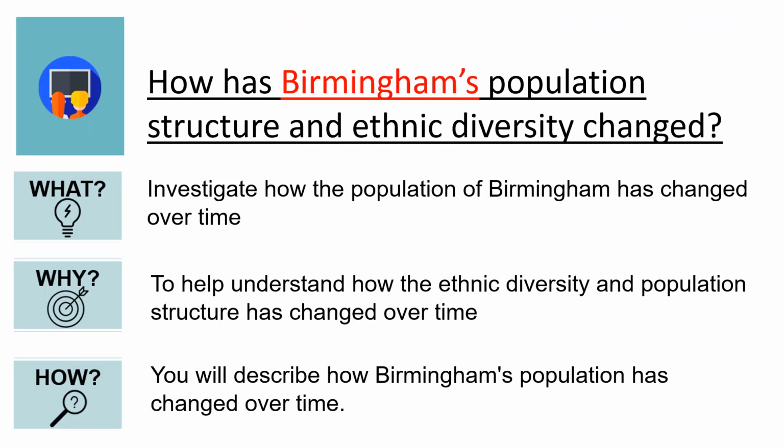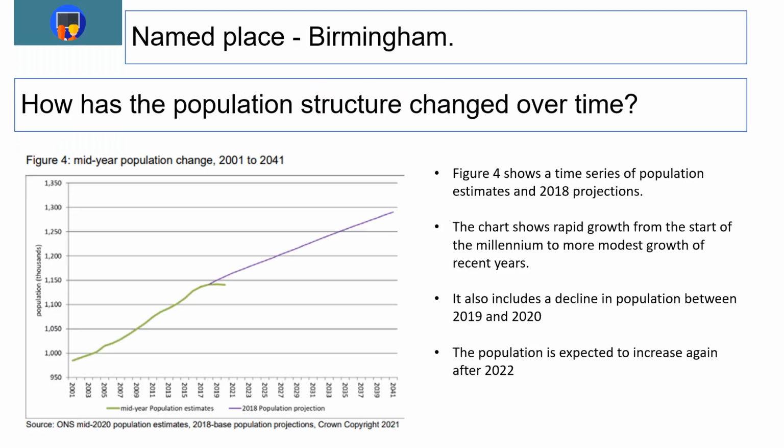In today's lesson, we will be studying how Birmingham's population and ethnicity has changed since 2001. Our case study is going to be Birmingham, so therefore we can expect a 6-mark or even an 8-mark exam question on this. And we're going to be describing how the population has changed over time. Turn to page 13. How has the population structure of Birmingham changed over time?